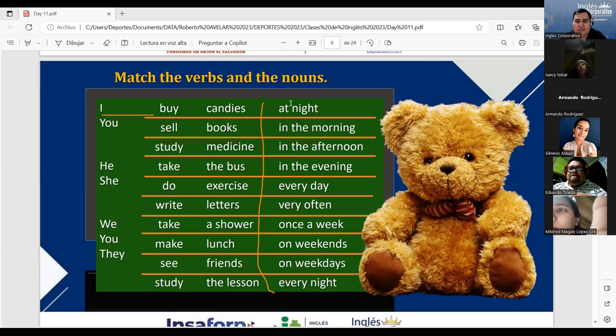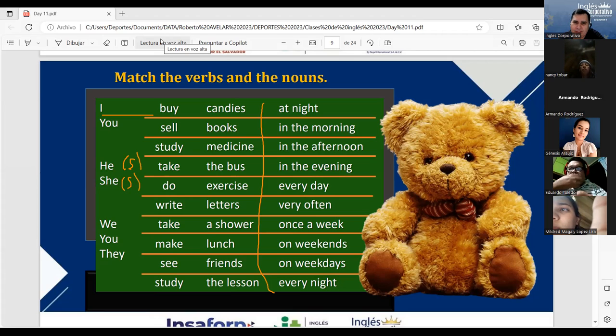You sell books every day. He studies, because it's he. You remember that with he, you have to use the s, right? Or with she, you have to use the s. So she takes the bus. She takes the bus in the evening. Or she does exercise every day.